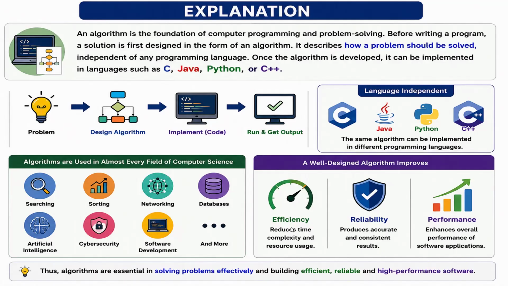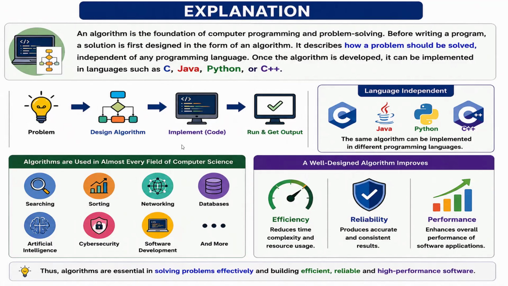So which are the resources available for us? We can use those resources within a small time period and complete the task. And reliability: we can check the reliability, like whether it produces accurate and consistent results. So we can check the accuracy. And performance: enhance the overall performance of a software application. So we can enhance the performance of a software application also.